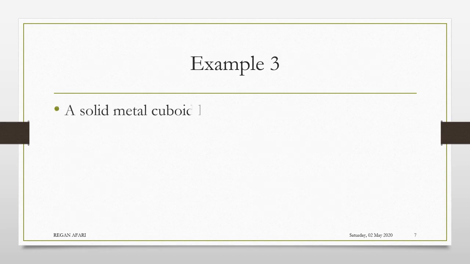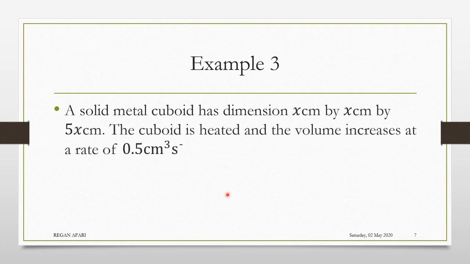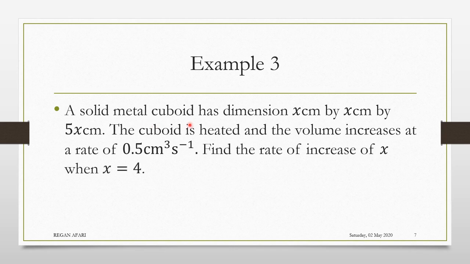Right, so our final example, we have a solid metal cuboid. Okay, so pay attention to the shape or the object that you'll be given. Okay, so it's a cuboid. We don't care whether it's metallic or it's plastic or whatever it is. All that we need to know is that it is a cuboid.